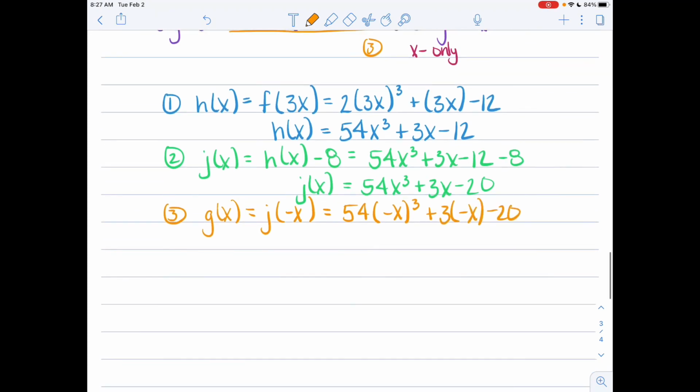And now I just need to simplify to get my final g of x. We've already talked about this, a negative x raised to the 3rd power. Since that's odd, it's going to be a negative overall. I'll bring the negative to the front with the 54, x to the 3rd minus 3x and minus 20. And this is our final g of x after we've done the 3 transformations.